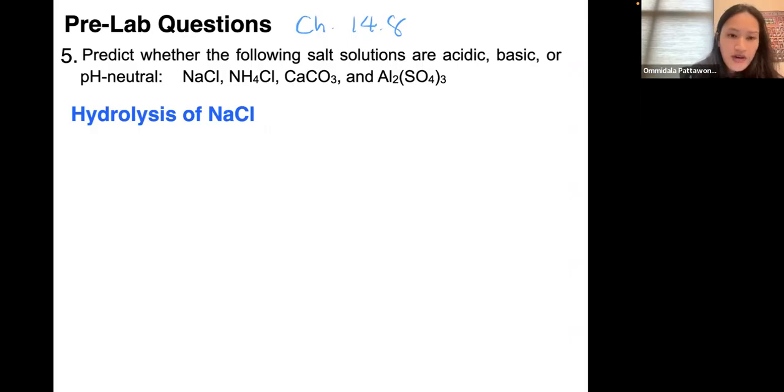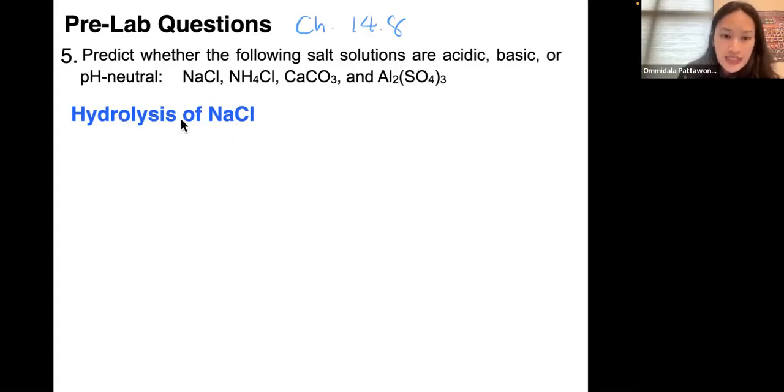Okay, so whenever you see an ionic compound, we are going to refer to it as a salt because it contains a metal and a non-metal. So in this case, this is a salt, sodium chloride. This salt comes from the neutralization reaction between an acid and a base. The hydrolysis of this salt will tell us whether it's going to react with water or not.